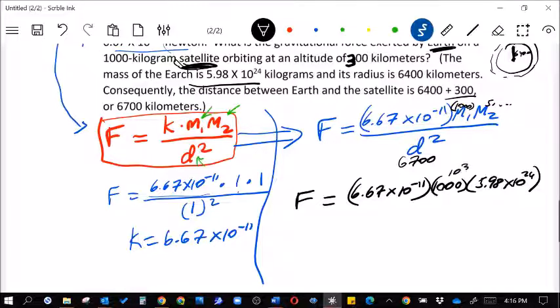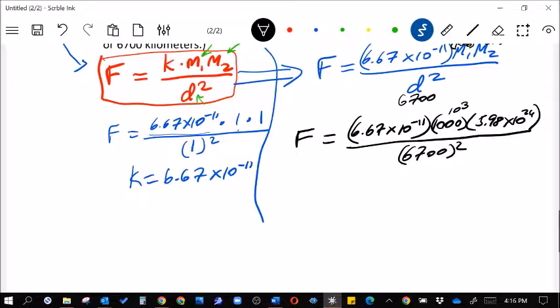This is the same as 10 to the third power. On the bottom, it's 6,700 and 6,700 squared. Okay? So I'll write that first here, 6,700 squared. Now, let's put all those together. Okay? So we're going to multiply, force is equal to, let's come over here, and it's 6.67 times 5.98.